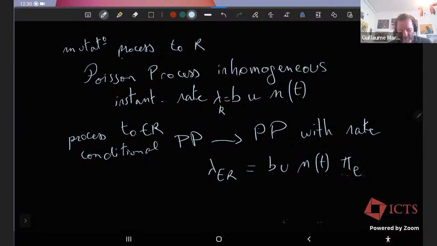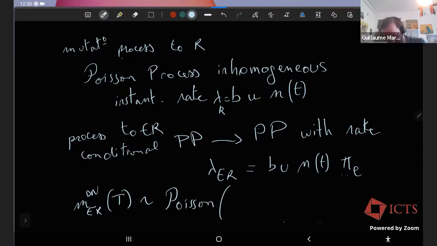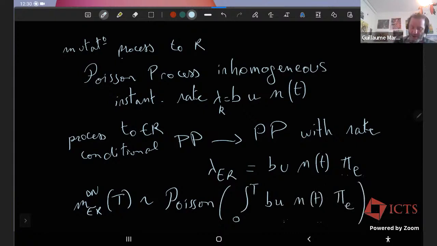So because of the Poisson process property, we know that the number of ER by some time big T is going to be Poisson distributed with parameter the integral of the rate over time up to the time we're looking at, so from 0 to T, of b, u, N of t, p. So we know, again, that we're going to have a Poisson number of ER.